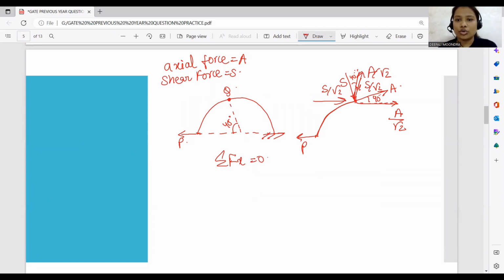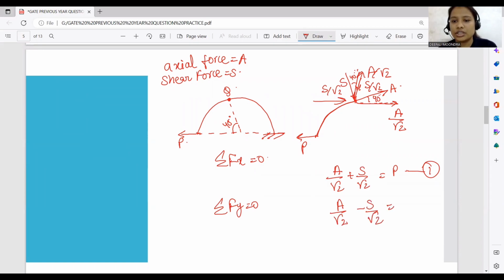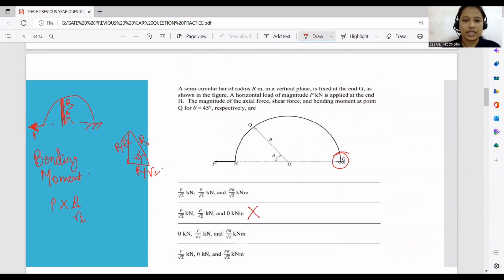All right. So A by root 2 plus S by root 2 is P. This is the first equation. Summation of Fy equals 0. We are given that A by root 2 minus S by root 2 is 0. That means A is equal to S, which is nothing but P by root 2. So by seeing the options, option A is correct.